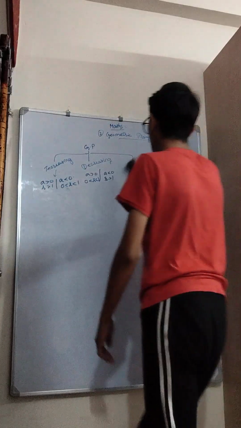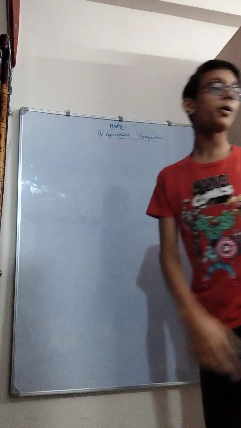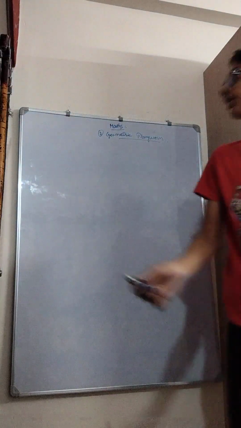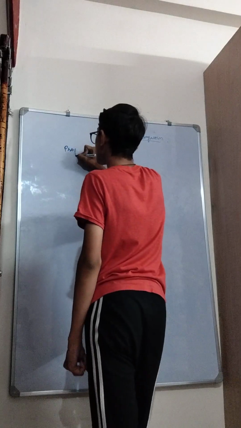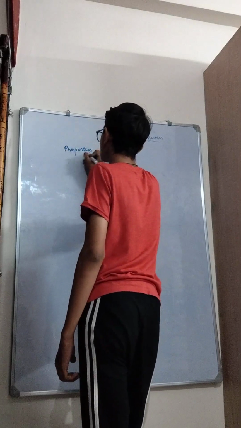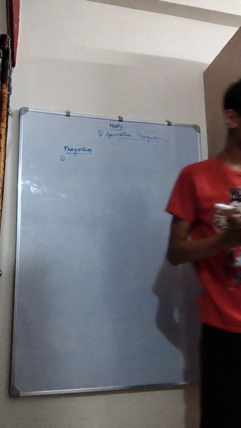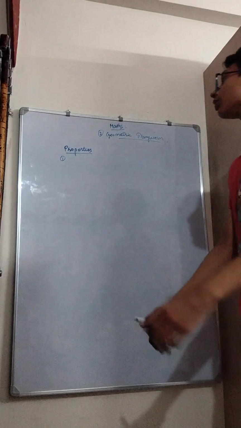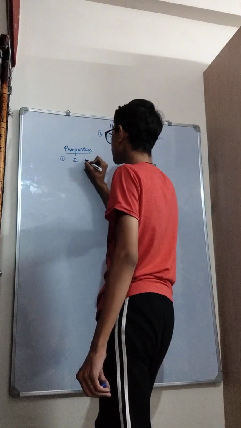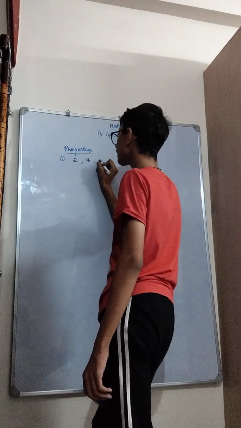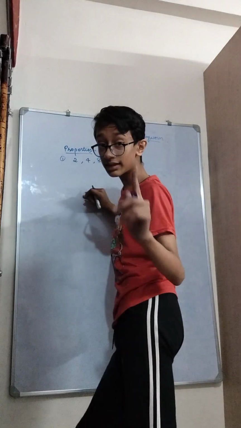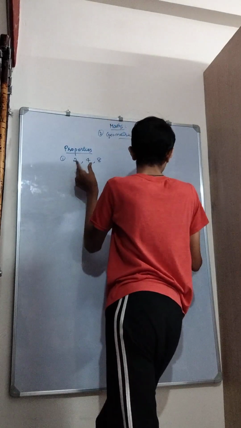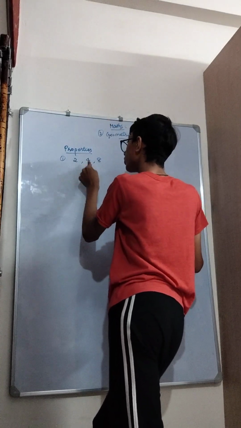Okay. So now the next concept is properties. First property is, if each term of a GP is multiplied or divided by some fixed non-zero number, then the resulting sequence is also a GP. So if this is a GP, 2, 4, 8, and not 6. If it's 6, then it's arithmetic, it's AP. But if it's a GP, then it becomes 2, 4, 8.